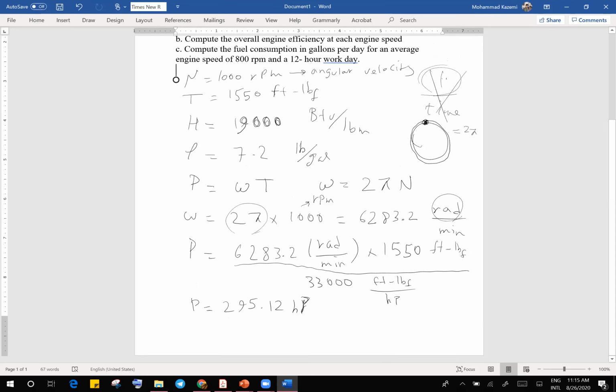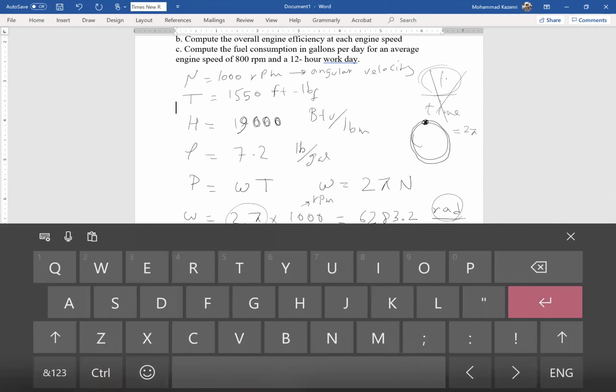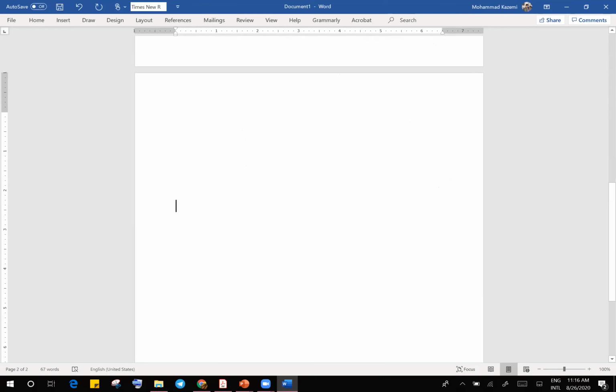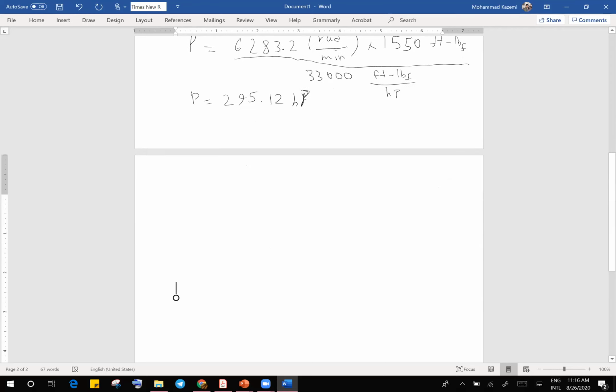Let's see. Create a new page here, okay. All right, so this was the output. The input is using the diesel, right? Diesel is providing us the input, right?